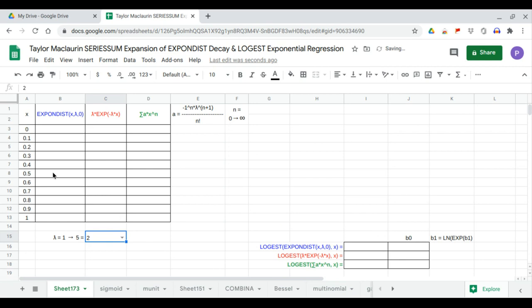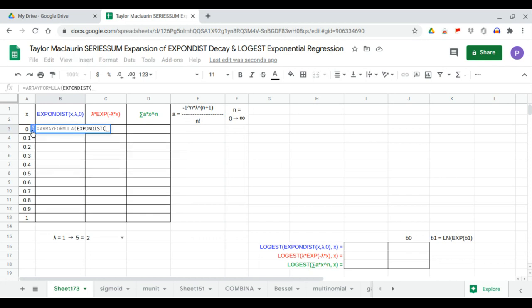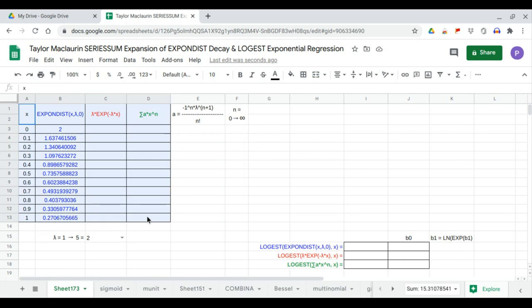Begin with 2. And we use array formula. Array formula, EXPONDIST of the x values over values of lambda, and 0 because this is a probability density function. So it's a decay.